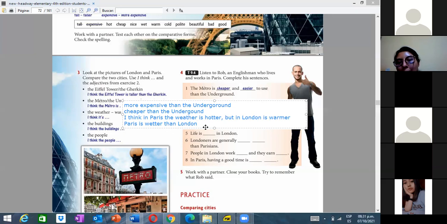Miss, también estaría bien si, digamos, se pone I think in Paris the weather is hot directamente, but in London is warm. No, no, porque en ese caso, no. Nos convendría hacerlo cortito, ¿no? Paris is wetter than London, directo. Estoy comparando con un solo adjetivo. En este caso, la diferencia es que estoy usando dos adjetivos, hotter and warmer. Entonces, ahí está compensando mi oración. Pero si uso hot nomás, no. Ahí estaría incorrecto, ¿sí? Porque estamos comparando.